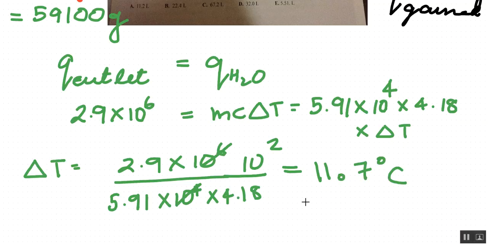What do you think happened to the water? Did it get heated up or cooled down? Obviously it got heated up because the cutlet was generating energy. Since the question simply asked for delta T, this is your answer right here. Make sense?